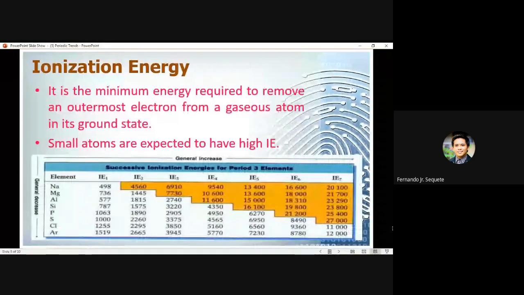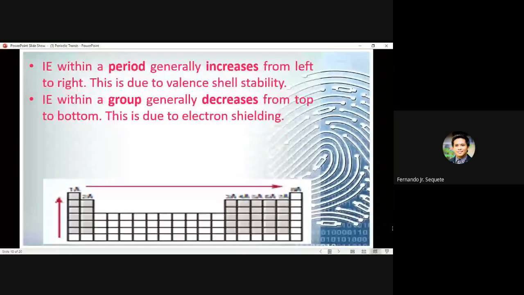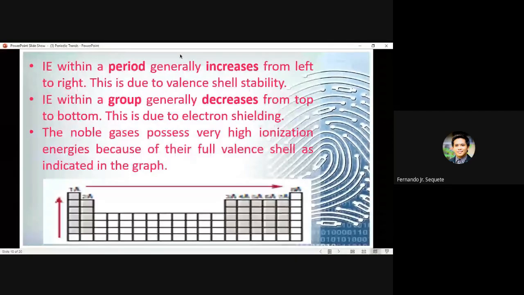Okay. Where is now our trend? Here is now our trend. You have to familiarize this. Ionization energy within a period. Ibig sabihin ng period, yung left to right, generally increases from left to right. Okay? Nandito yan sa ating picture sa baba. Yung ionization energy daw natin, children, will increase from left to right. Kasi 'di ba, yung kaninang linya, sabi doon, kung sino yung may pinakamaliit na atom, siya yung may pinakamalaking IE.